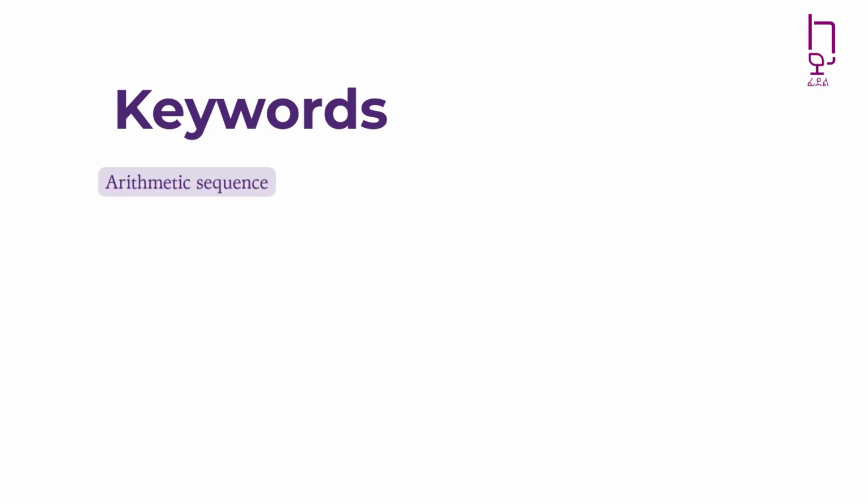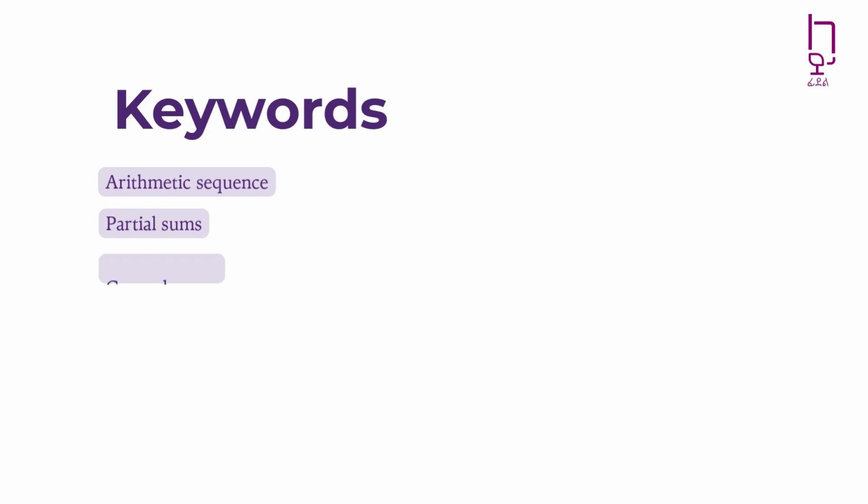So let's start by introducing the keywords. The first keyword is arithmetic sequence. We'll define and we'll do the formula, and we'll also do some examples. And after that, we'll do partial sums. So partial sum is a sum up to some number.